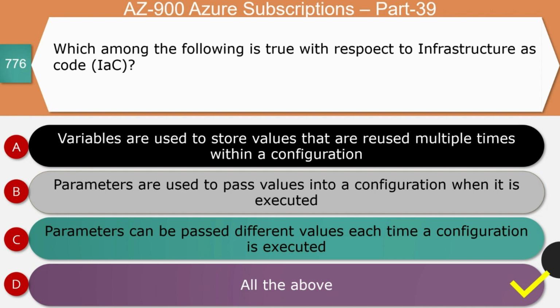Here, variables can be used to store values that are reused multiple times within a configuration, while parameters are used to pass values into a configuration when it is executed. So, both variables and parameters can be used to provide flexibility and reuse within IAC configuration, but they serve different purposes and are used in different ways.